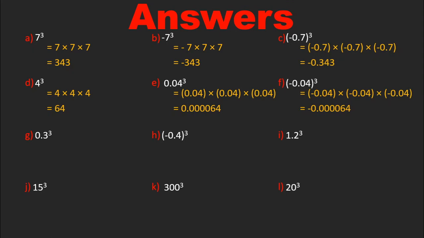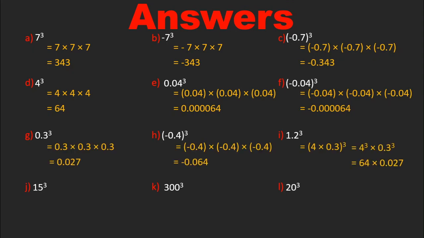Next row, we've switched it up a bit. 0.3 cubed, that's 3 tenths cubed. Negative 0.4 cubed, that's negative 4 tenths cubed. And 1.2 cubed, you could have thought of that as 3 cubed times 0.4 cubed, or 4 cubed times 0.3 cubed. 64 times 0.027.